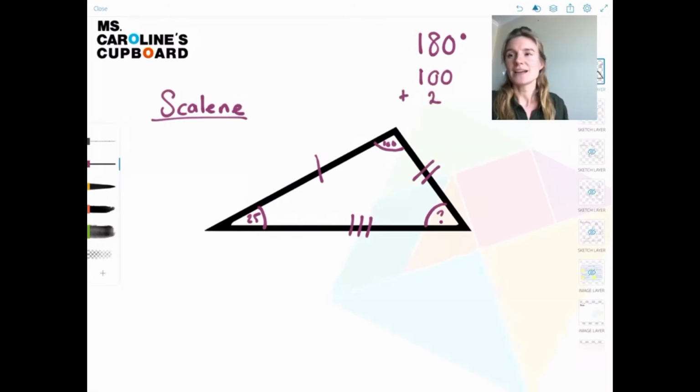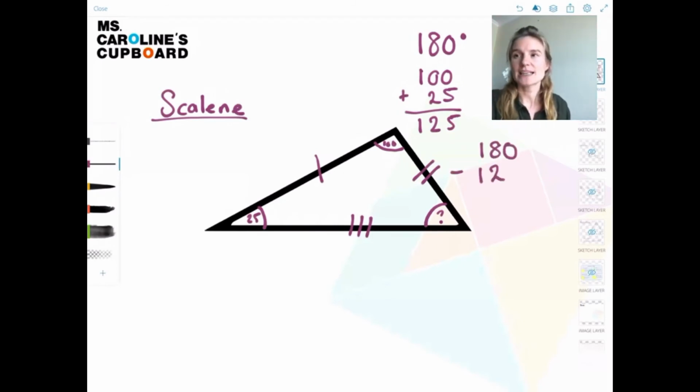100 plus 25 is 125. Now what have I got to do with that? I've got to subtract it from 180. 180 minus 125 is, you can do this on a piece of paper if you need to, 55. So we know our missing angle is 55. Fantastic. I don't like you scalene, but you made it nice and easy for me.